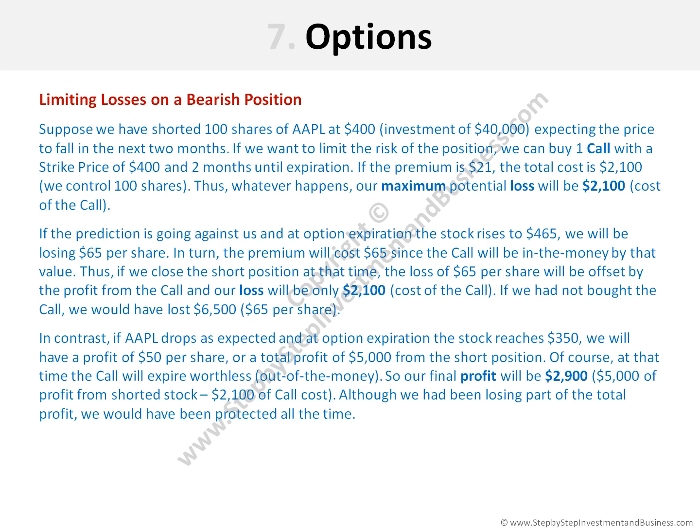In contrast, if Apple drops as expected, and at option expiration the stock reaches $350, we will have a profit of $50 per share, or a total profit of $5,000 from the short position. Of course, at that time, the call will expire worthless, that is, out of the money. So our final profit will be $2,900, which is the difference between the $5,000 of the profit from the shorted stock and the $2,100 of the call cost. Although we had been losing part of the total profit, we would have been protected all the time.